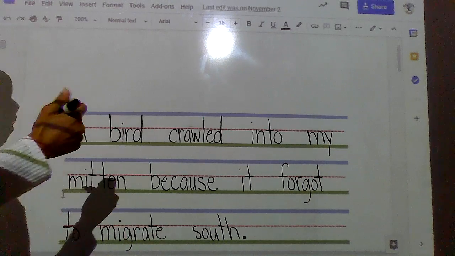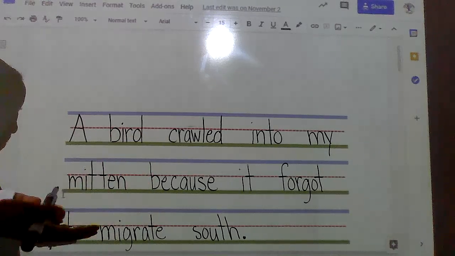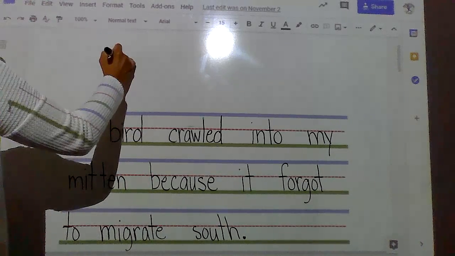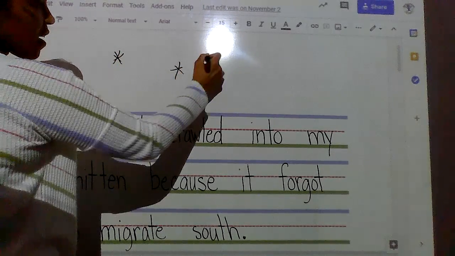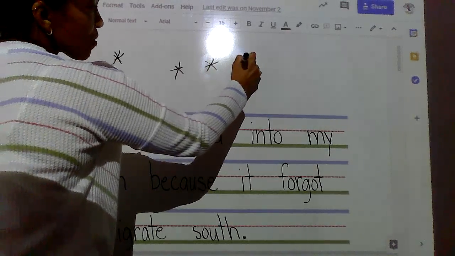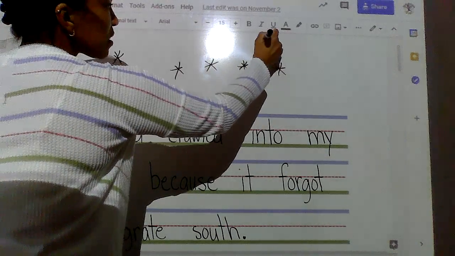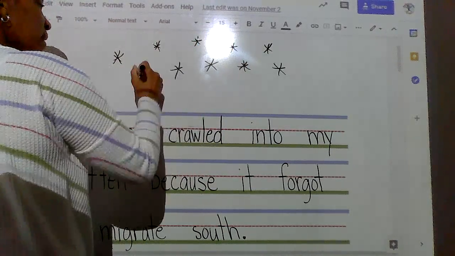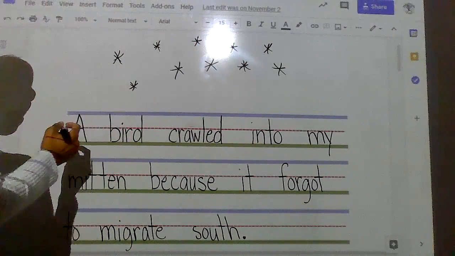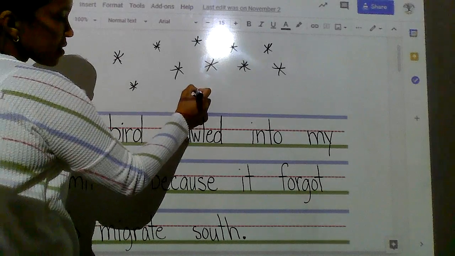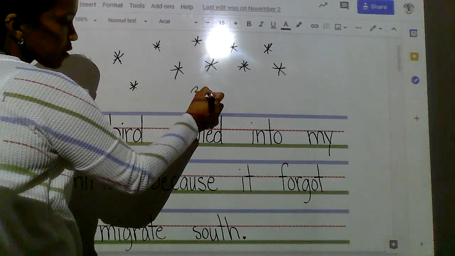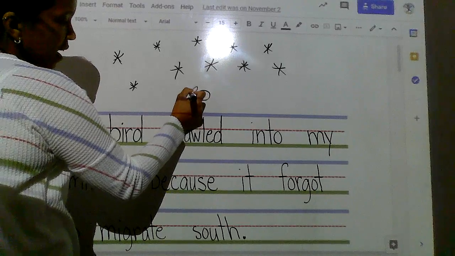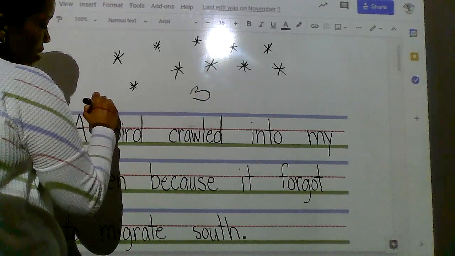All right, time to draw. So I'm wearing mittens, it's going to be cold outside. So here are my snowflakes. Snowflakes falling down everywhere are my snowflakes. And as I'm drawing, I'm talking to myself. And I dropped my mitten. The thumb part. Here's my mitten. I dropped my mitten on the snow.